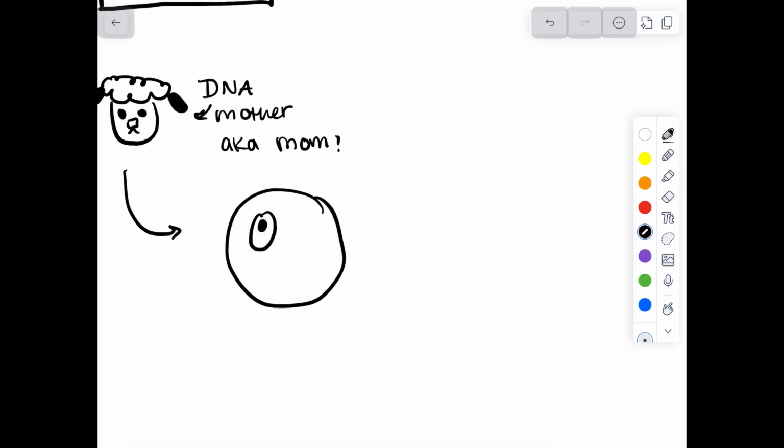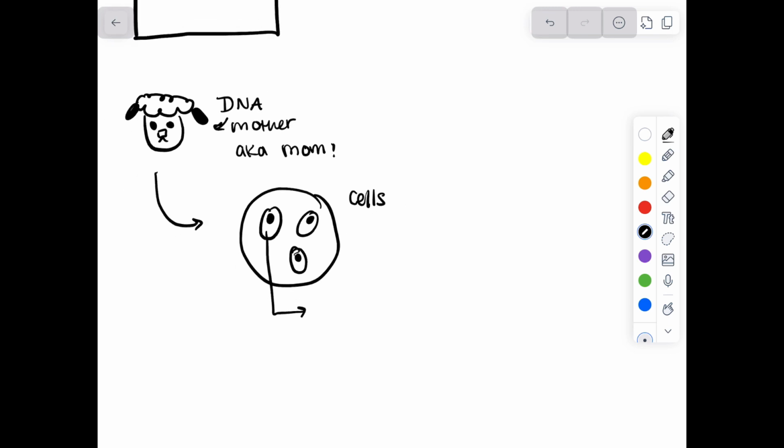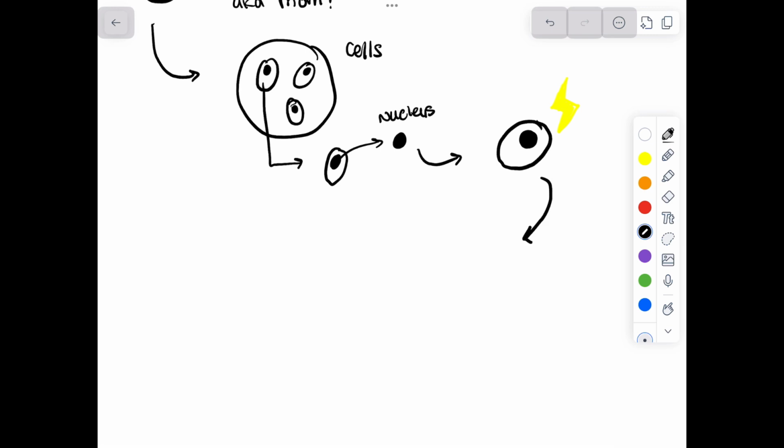So scientists began with taking some cells from Mom's udders and removing the nucleus. The nucleus holds all of an organism's genetic information, or DNA, and so by removing the nucleus, we're removing the DNA from this organism. They took the nucleus and implanted it into an empty egg cell from another sheep and joined the nucleus to the empty cell with electricity.